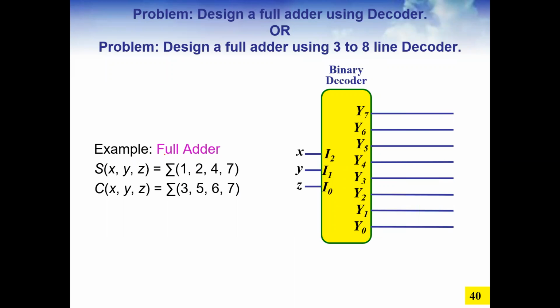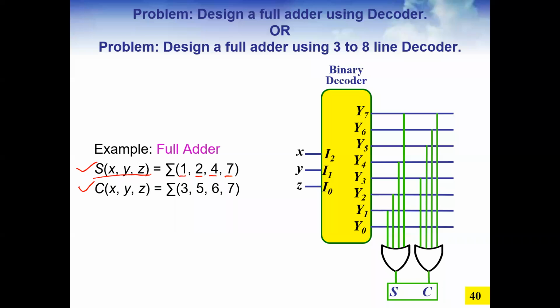Now, this is what I said, because there are 2 outputs of the full adder, I need to use 2 OR gates. OR gates, why? Because if the input is 1, 2, 4 or 7, or any one of them present, output will be high. So we connected here 2 OR gates. We connected these minterms for the S: Y7, Y6, Y4, Y1. For the C, Y3, Y5, Y6, Y7 we are connecting.